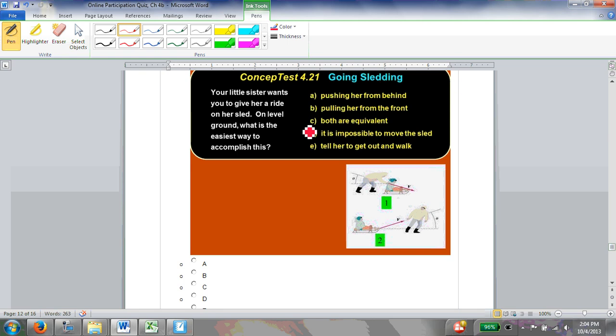All right, your sister wants to give you a ride on her sled on level ground. What is the easiest way to accomplish this? We talked about this before in a previous question, but when you pull up, it decreases the normal force, which decreases the kinetic friction. Remember, friction is proportional to the normal force. So scenario 2 is the best way, because that decreases my kinetic friction because the normal force is decreased. And we saw that in a previous problem, the way the force vectors are involved.